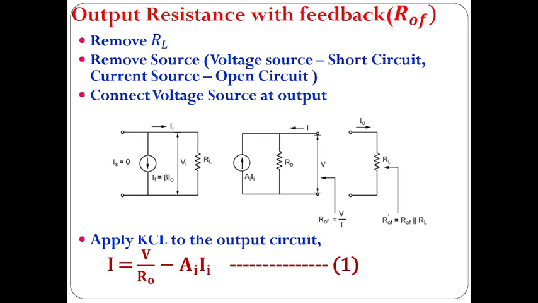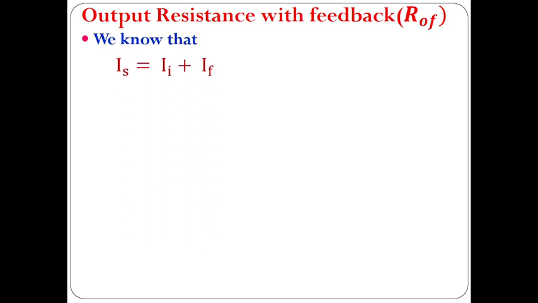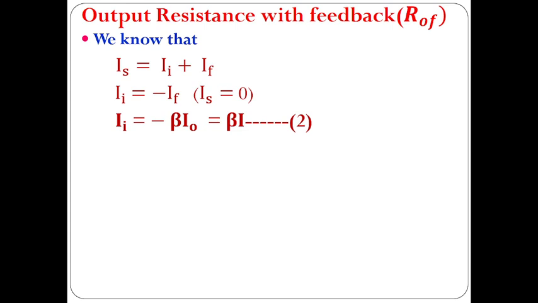So take this as your basic equation for determining the output resistance. Then from the fact that we have made the current IS 0, we know that IS is equal to II plus IF. Since IS is made 0, I can write IS is equal to minus IF. So replace IF with respect to beta. So I can write minus beta I naught, or otherwise beta I. Now substitute your second expression in your first expression. So you get I equal to V by R naught minus beta I AI.